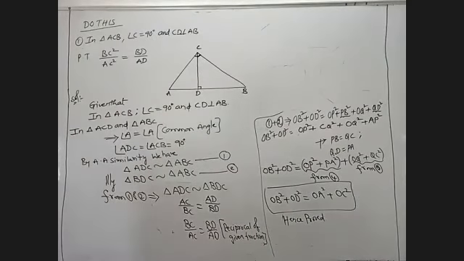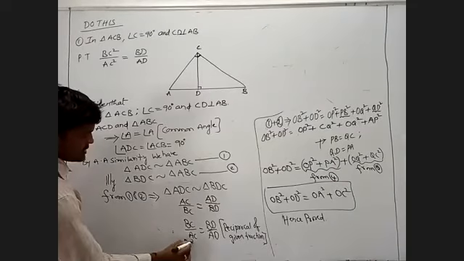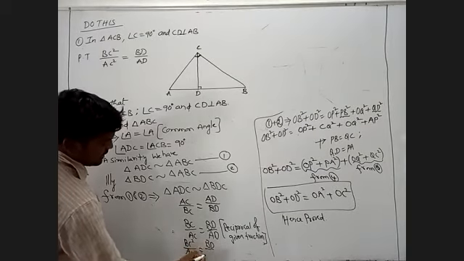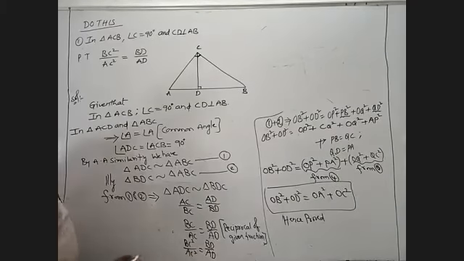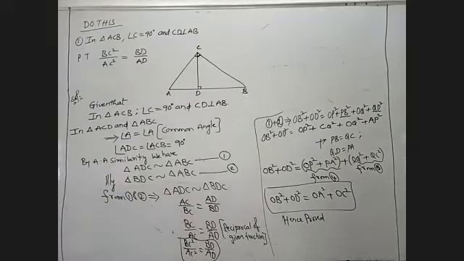Reciprocal of the given fraction. We will take the square of this one. That I will write: BC square by AC square is nothing but BD by AD. This is the proof of the given theorem. So you will write this one.